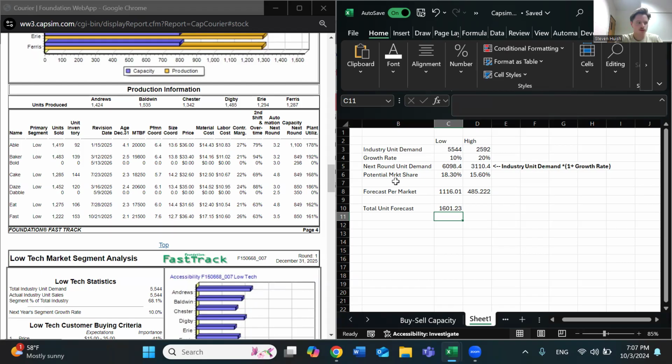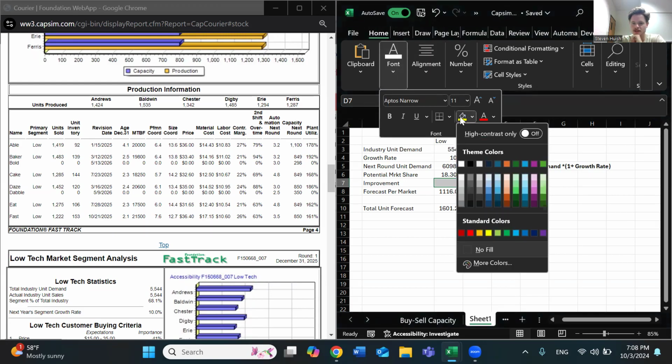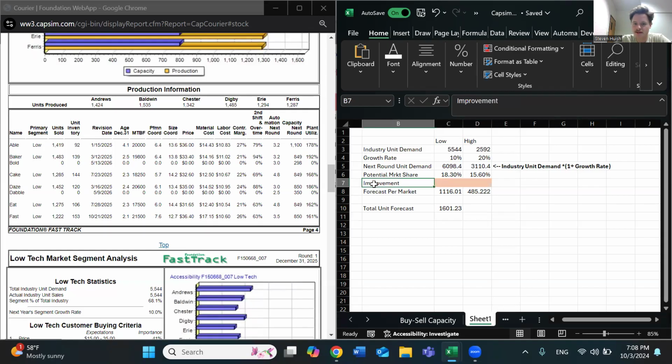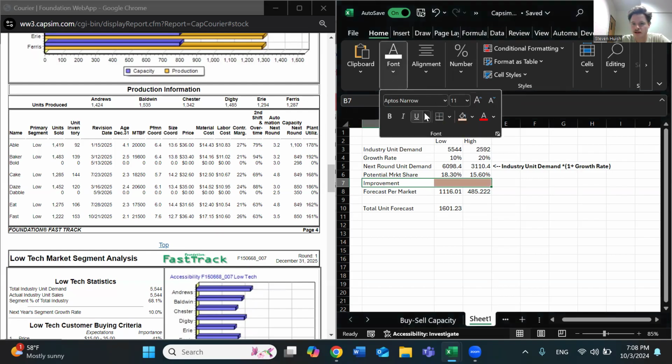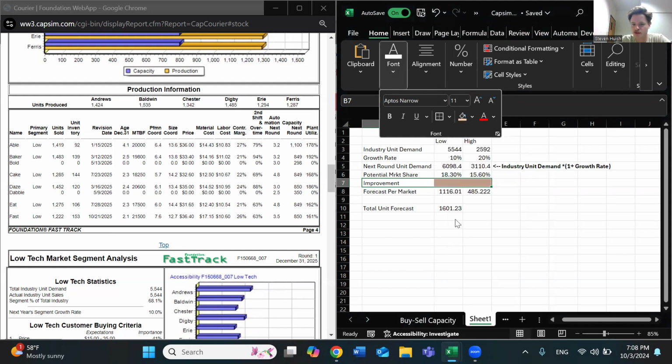The method that I choose to subscribe to is what I'm going to call improvement. What I'm going to do right here is highlight these two columns, go up to font, click down on this arrow, and make them orange. You guys can make them any color you want. It doesn't matter. Then I'm going to highlight this improvement all the way over to those colored columns, go back to font, click the down arrow on this border, and press, let's just say, outside borders.